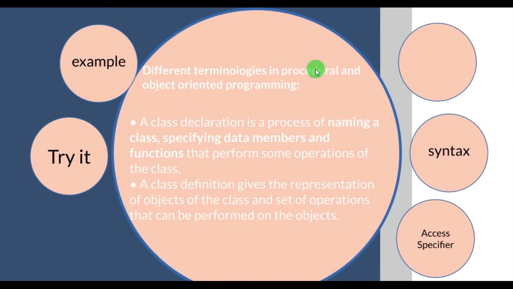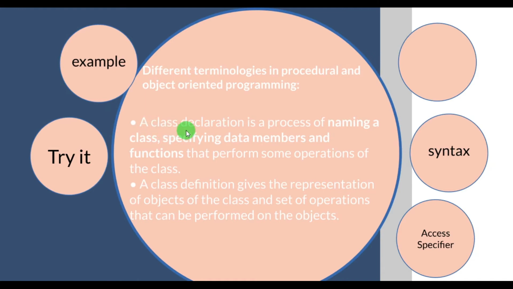So we saw the terminologies of procedural as well as object oriented programming. So next we are going to see a class declaration is a process of naming a class, specifying the data members and member functions that perform some operations of the class. So this is what a class is. We are going to see n number of definitions for class in this particular chapter. Remember this, all these different ways of telling what a class is are very important. Each and every definition is giving some information for you about the class.